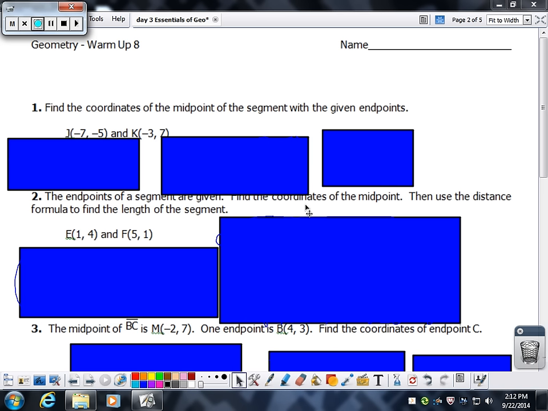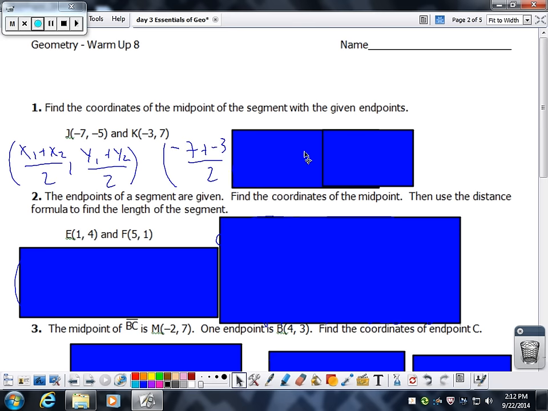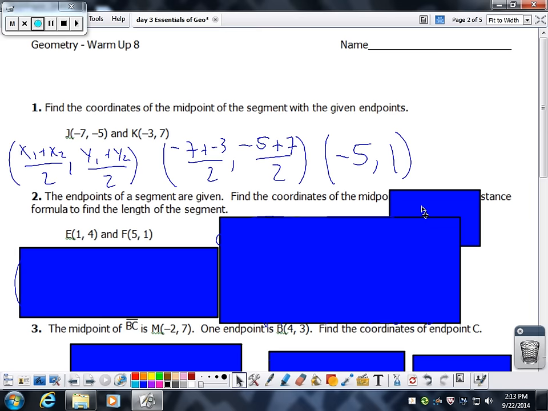So first thing we need to do is remember our midpoint formula, which is (x1 plus x2) divided by 2 and (y1 plus y2) divided by 2. Using this formula, we'd plug in our x and y values, and for x we would get (-7 plus -3) divided by 2, and for y we would get (-5 plus 7) divided by 2, and your answer should be (-5, 1).